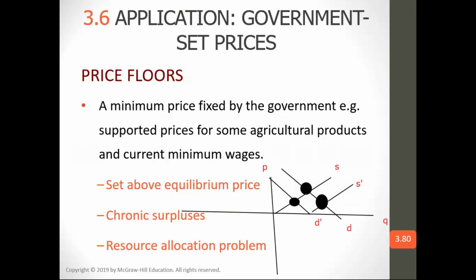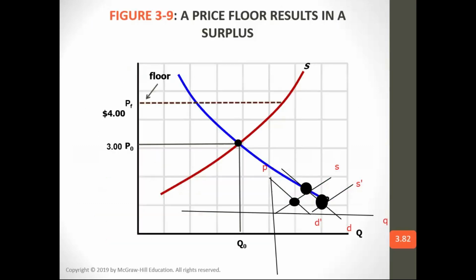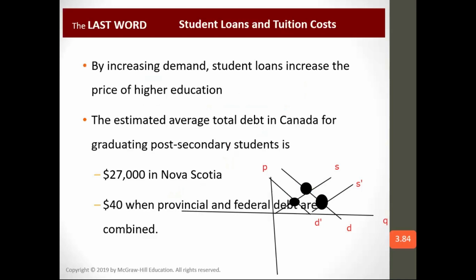Then price floors: they do this for milk, and they do this for the minimum wage. This is a good example for milk. Milk is like $4 a bag, and $3 is the equilibrium. They set it above so they can help milk producers in Canada make more profit and be more competitive compared to the US. There's a surplus.